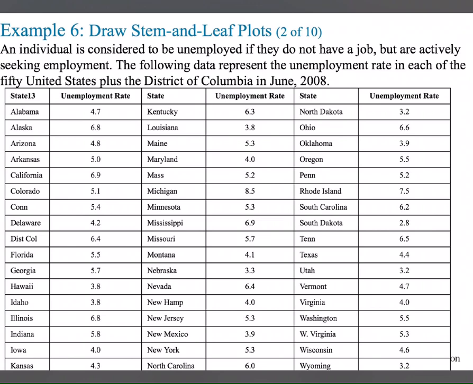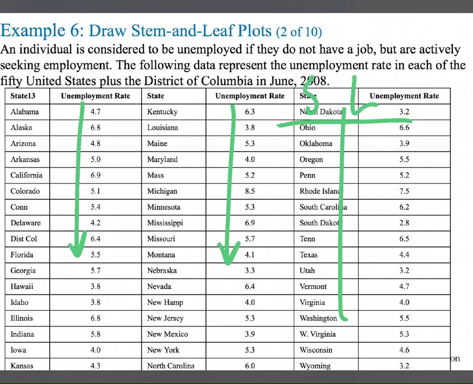Okay, so this says draw a stem and leaf plot. An individual is considered to be unemployed if they do not have a job but are actively seeking employment. The following data represents the unemployment rate in each of the 50 United States plus the District of Columbia in June 2008. So here's all the states, and here's the data that we're given, the unemployment rate. I'm going to start writing this, but I'll erase it and go with it later. For example, Alabama, let's just talk about what it would look like for a stem and leaf real quick.